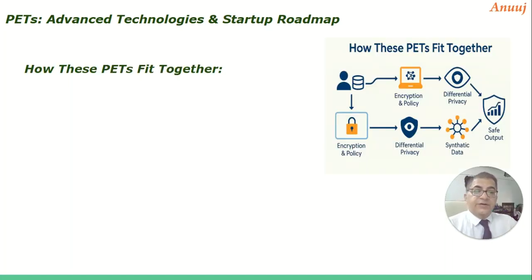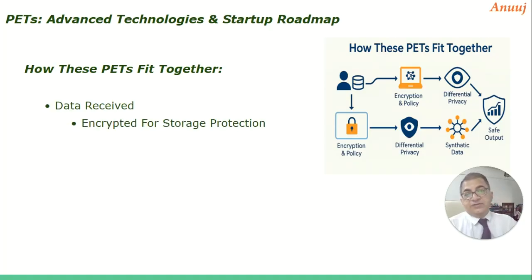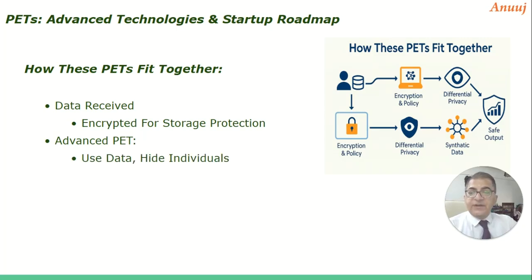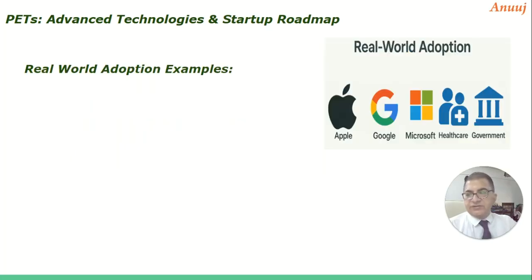They all fit together. When I am storing my collected data on my storage, it has to be encrypted so that it does not become useful if it is hacked. As an advanced PET, I should use the data in a way like noise through differential privacy, federated training models, such that I'm using the data but I'm hiding the personal information.